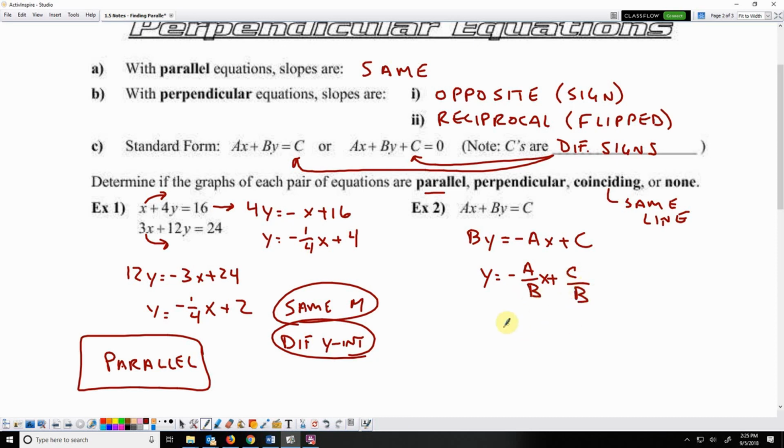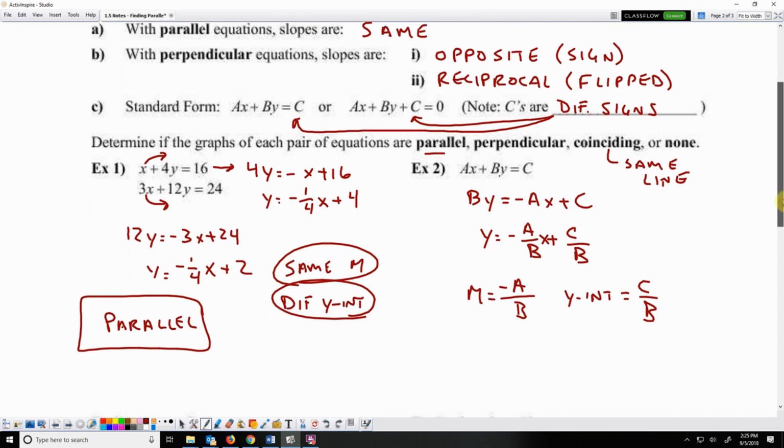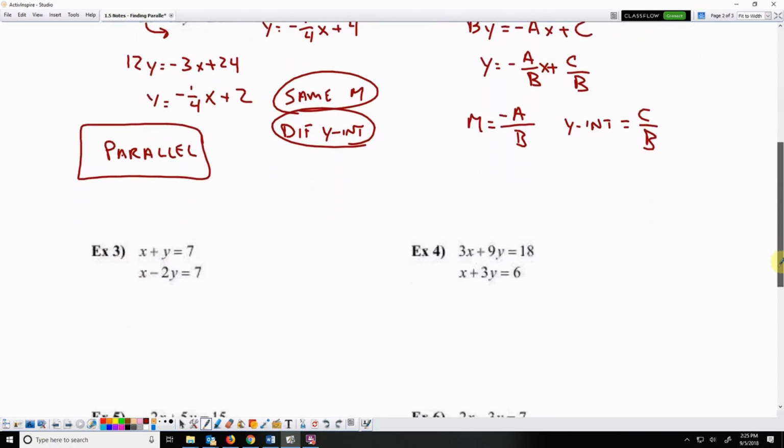Okay, so from this we can get that the slope from standard form will always be the opposite of a over b. And the y-intercept will always be c over b. And we can use that on example 3.